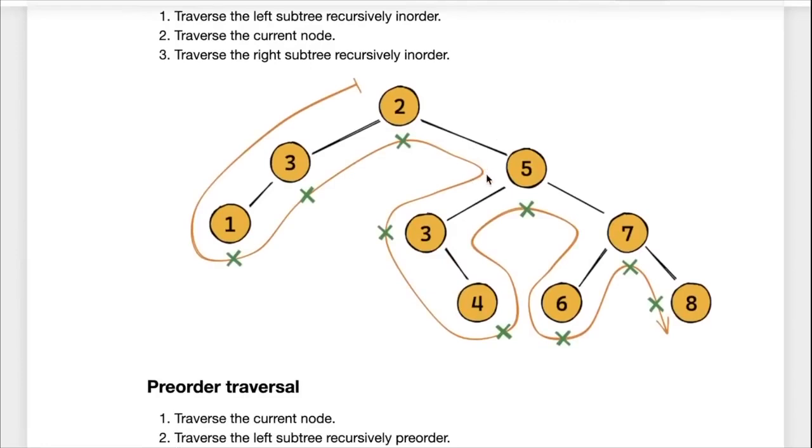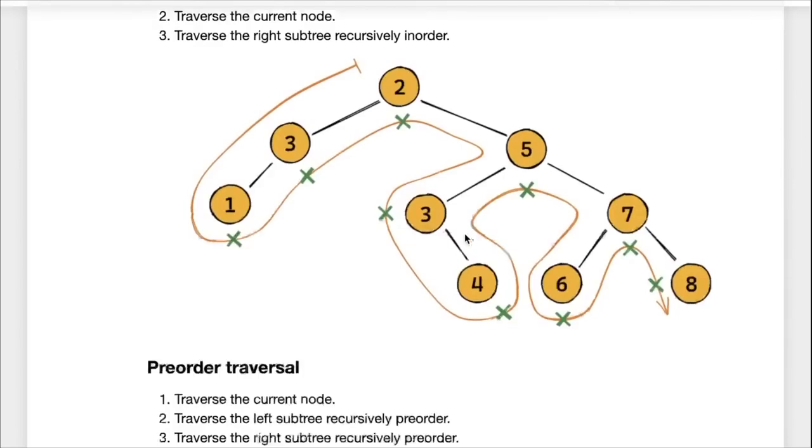Once again, we realize that 5 has a left subtree. So we go to 3. Now 3 doesn't have a left subtree. So we can visit 3. Then we visit 4. Then now since we visited the left subtree of 5, we can now visit 5. And similarly, we then visit 6, 7 and 8. Okay, so that's the in-order traversal of the tree.